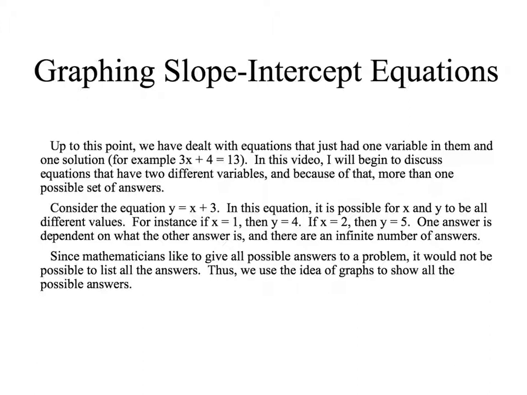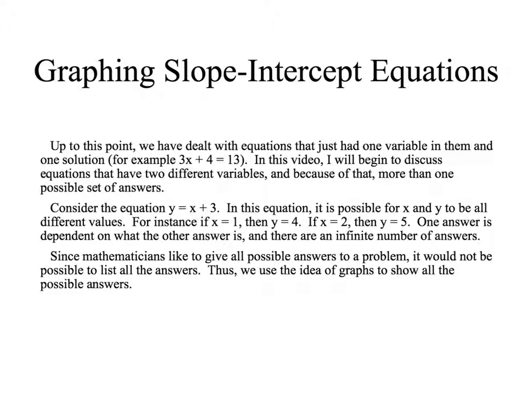Consider the equation y equals x plus 3. In this equation, it is possible for x and y to be all different values. For instance, if x equals 1, then y equals 4. If x equals 2, then y equals 5. One answer is dependent on what the other answer is, and there are an infinite number of answers.